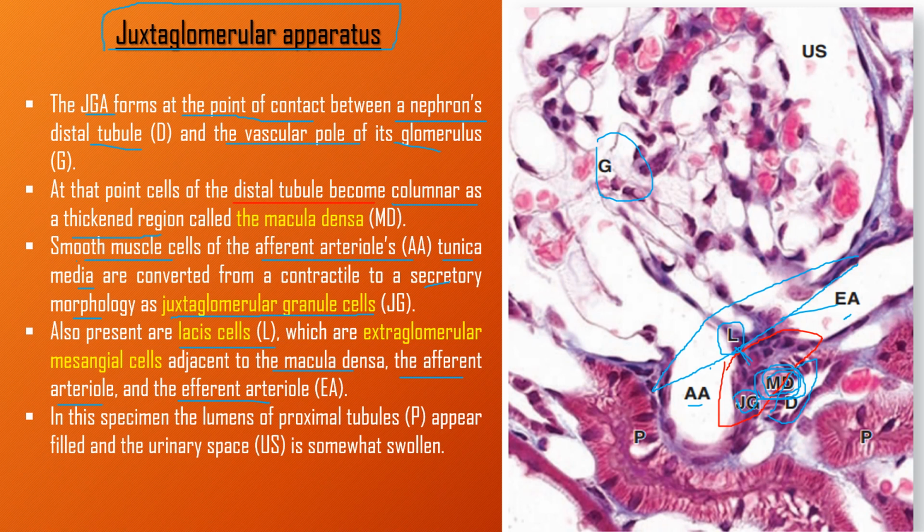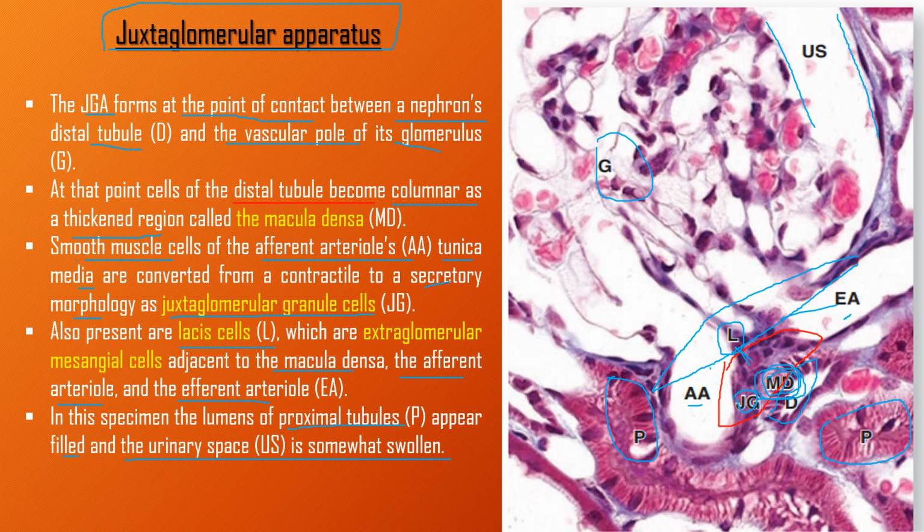In this specimen, the lumen of the proximal tubule appears filled. As you can see, this is the lumen of the proximal tubule, which appears filled, and the urinary space is somewhat swollen. This is the urinary space which looks like it's swollen.